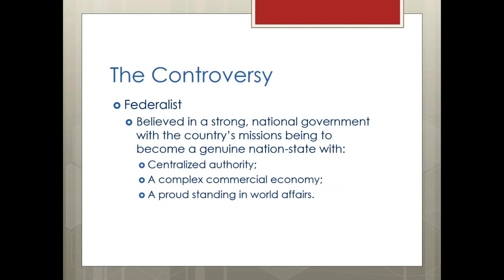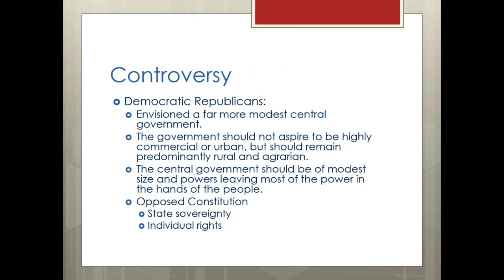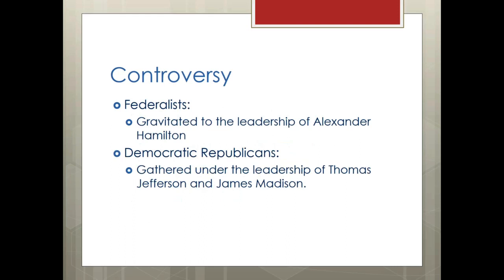Again, the Federalists believed in a very strong centralized government. The Democratic Republicans were concerned about the tyrannical nature of a centralized government. They opposed the Constitution because it didn't give sufficient state sovereignty, and they didn't believe it gave sufficient individual rights. The Federalists gravitated to the leadership of Alexander Hamilton. He was a New York lawyer who was very involved in the Federalists' move to support the idea of a centralized government. The Democratic Republicans gathered under the leadership of Thomas Jefferson and James Madison, who were very skeptical of a centralized government.